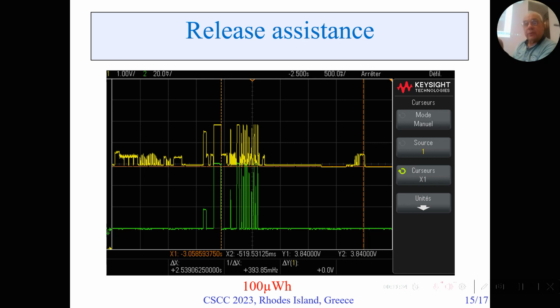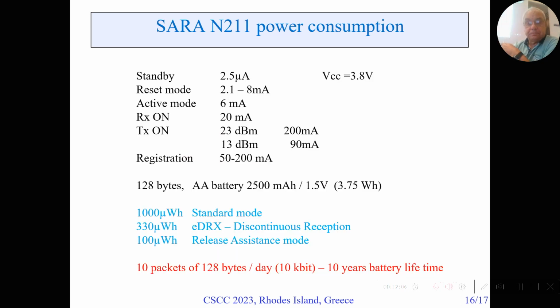But what we win in this case is that the power consumption is only 100 microwatt hours, so 10 times less than in the standard mode. So with these different modes, it's possible in a very flexible way to tune the system transmitter network in order to optimize the power consumption. Of course, if we want to optimize the power consumption, we pay with more time. We have to wait for the receiving of the acknowledgement.